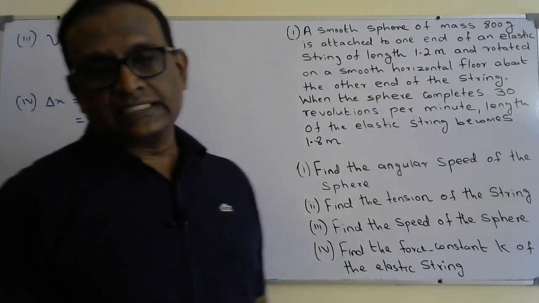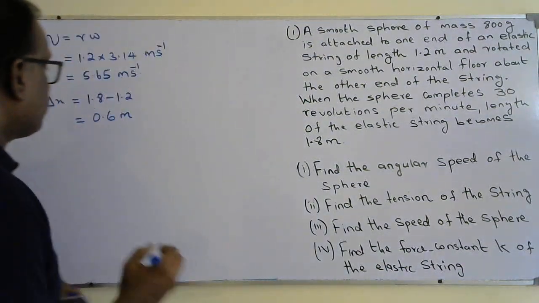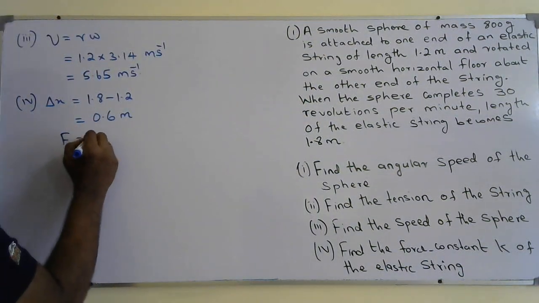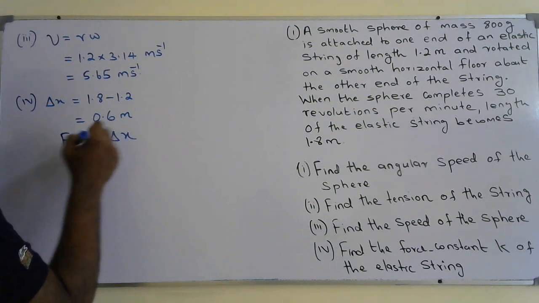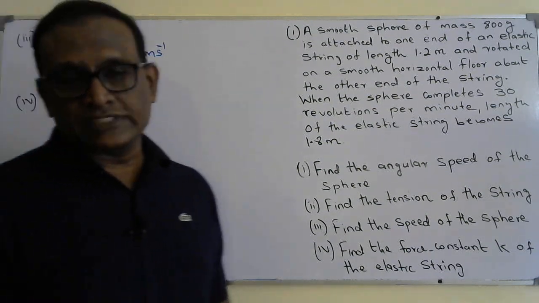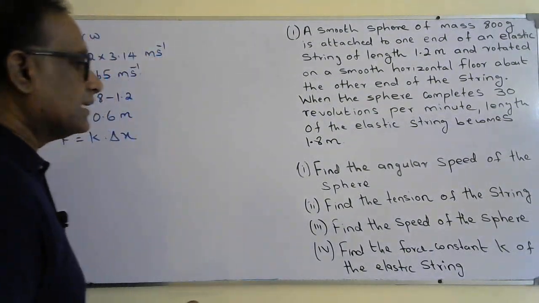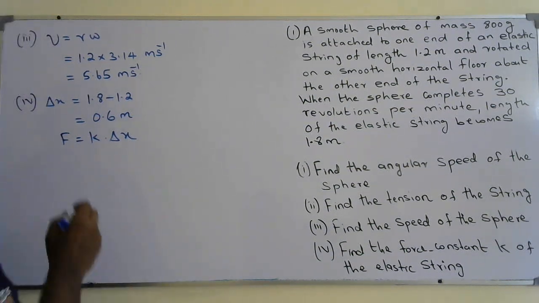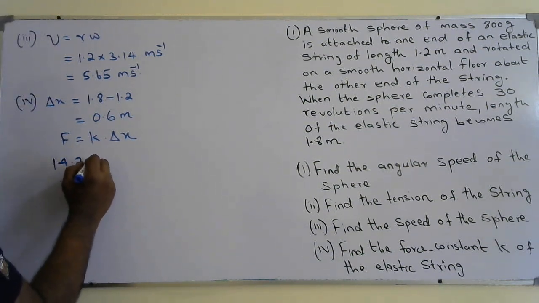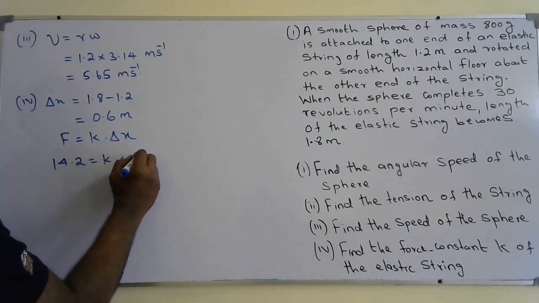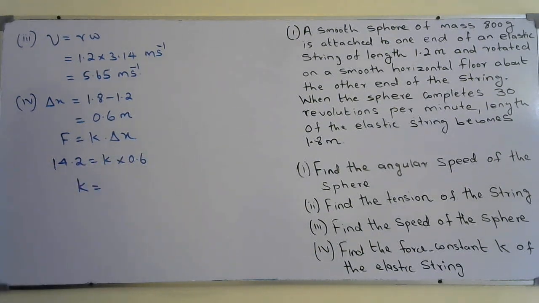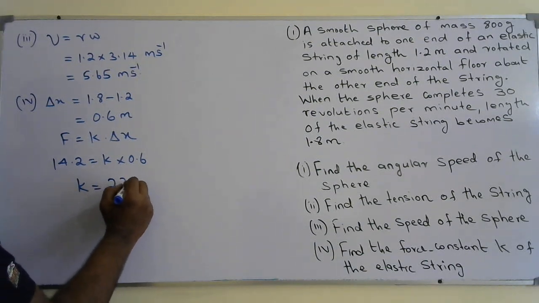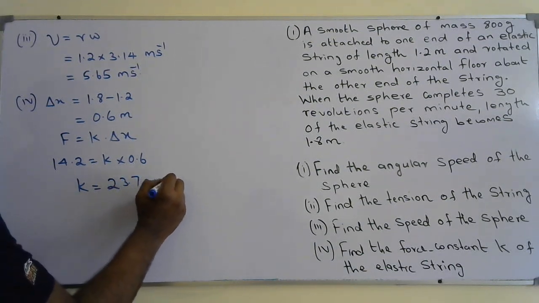So the tension, we already found it. We can use the equation F equals K delta X. F is the force acting on the string, which is the tension, which we found in the second part, 14.2. So 14.2 is equal to K times 0.6. Find the K, and that will be equal to 23.7 Newton per meter.